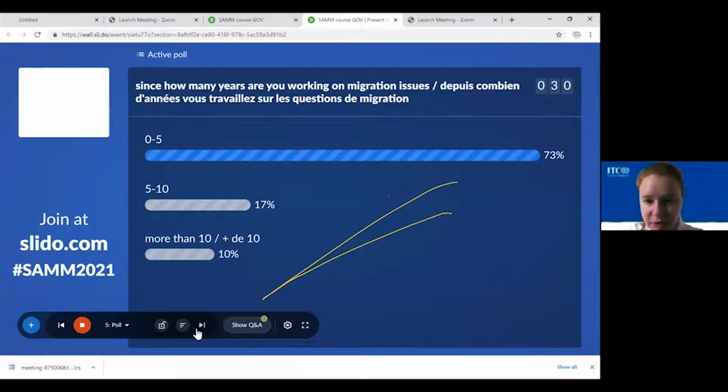So we see that 73% of you are between 0 and 5. So it's almost a new topic, so to say. It's also important to let us know whether some topics should be given a better insight or more space and time.